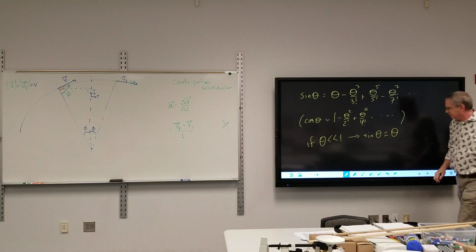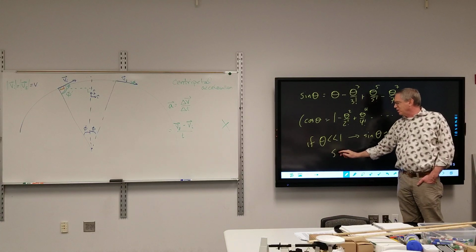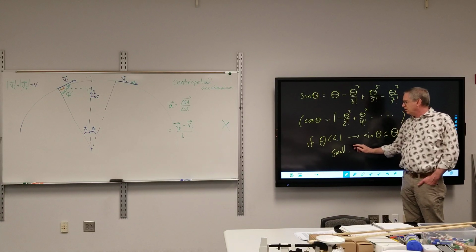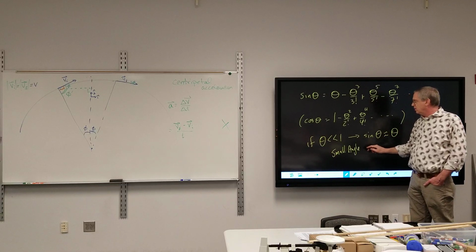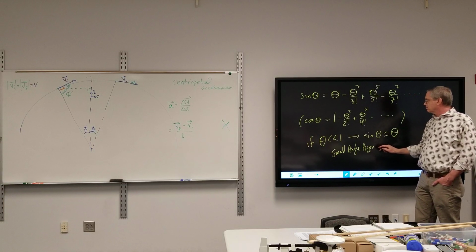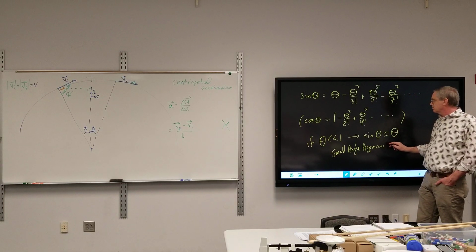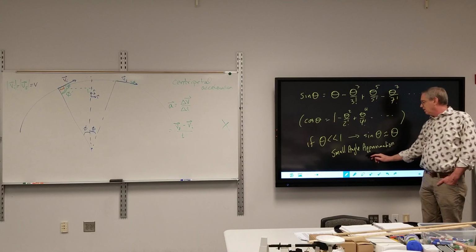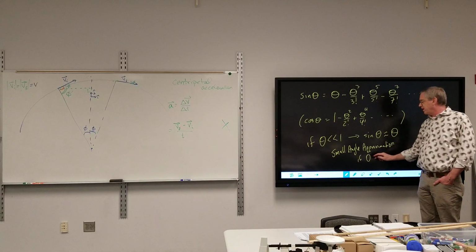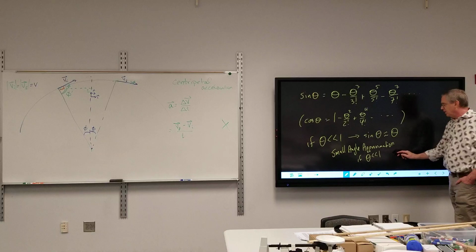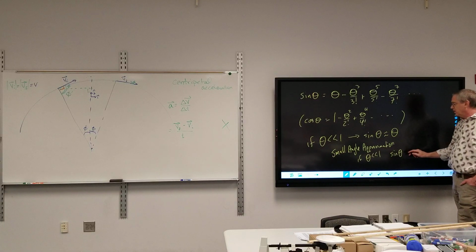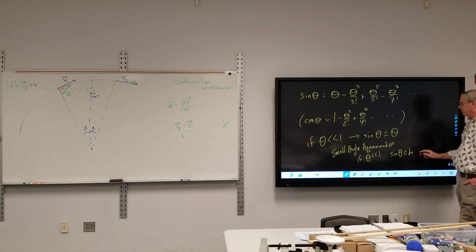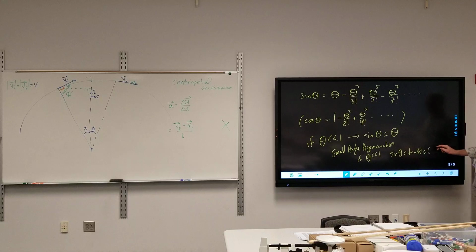So, this is the small angle approximation: if theta is much less than 1, then the sine of theta is approximately equal to the tangent of theta, which is approximately equal to theta, assuming radians.